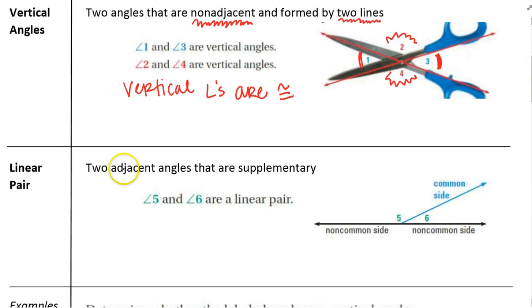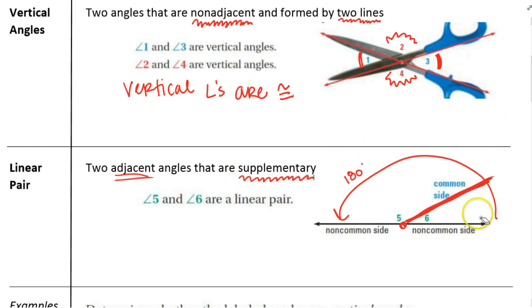So two adjacent angles. They do share a vertex. Look here. And they do share a side, like if you were in an apartment building with someone sharing a wall. So these two are adjacent, but they're fancy adjacent angles because together they form a straight angle. So they add up to be 180 degrees. So they are supplementary. A linear pair: two adjacent angles that are 180.